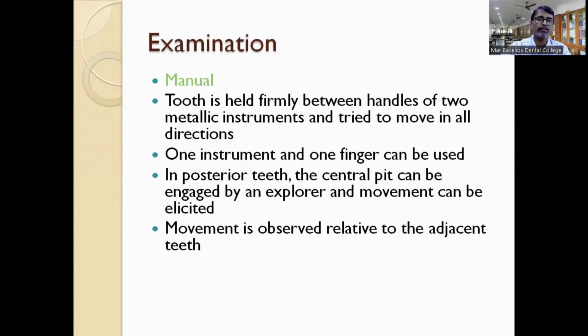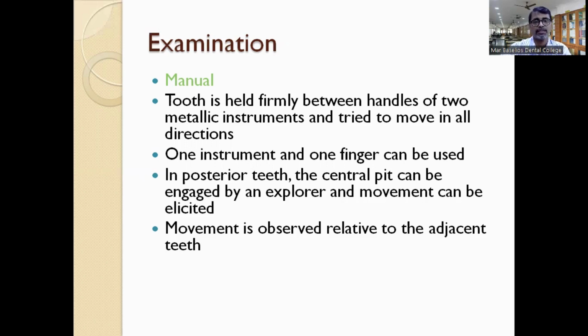Now, how do we examine tooth mobility? The most commonly used method is the manual method. That is, the tooth is held firmly between the handles of two metallic instruments and it is tried to move in all directions. That is, labiolingually, mesiodistally, as well as occlusally. Instead of two instruments, you can use one finger and one instrument, but never use two fingers for evaluating tooth mobility, because the pads of the fingers are soft tissue, so they can get compressed, giving you a wrong perception of tooth mobility.